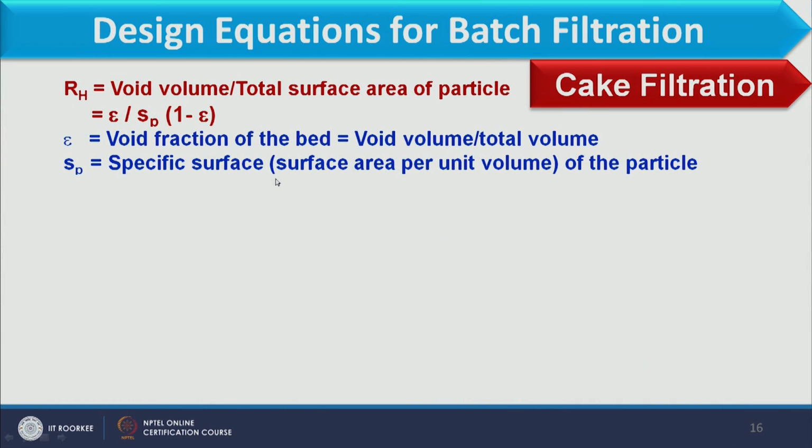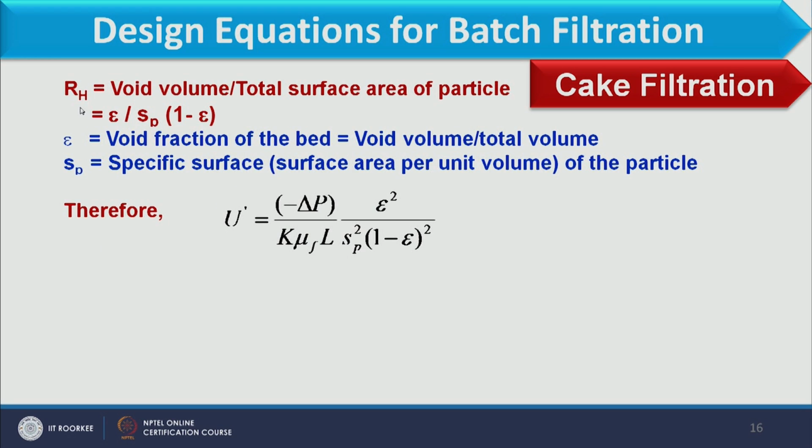So SP we have defined as specific surface, that is the surface area per unit volume of the particle. So this is for a particle, and it will be multiplied with 1 minus epsilon to calculate total flow area of the particle. And therefore, when we put the expression of RH, which is equal to epsilon by SP (1 minus epsilon) into U dash, we can find this equation.